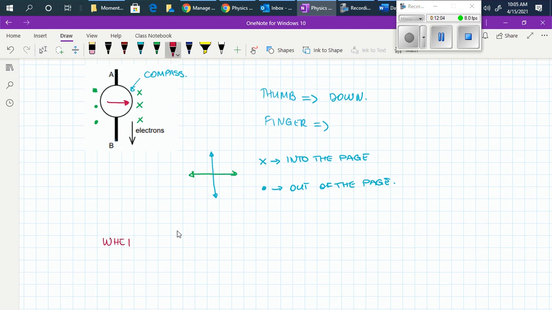when the compass is placed down, or under the wire, then the direction of the compass will be going this way. So north will be going this way. Okay.